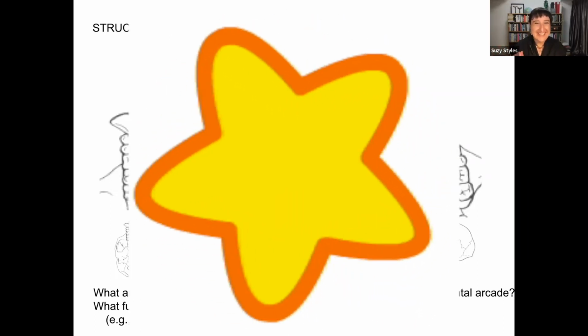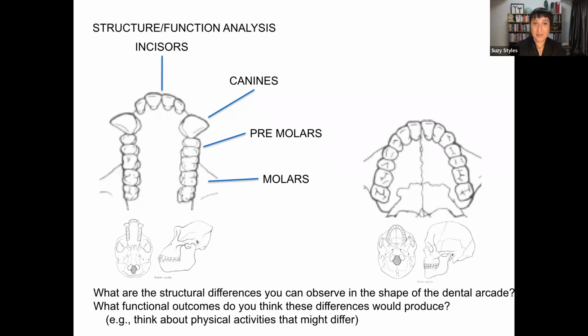Time to move on. First of all, across the front of the dental arcade, we have the incisors, and incisors are very useful for cutting or cropping grass or leaves. They're not super sharp and they're not super strong, but they do have that cutting edge for tearing or chomping. Next, we have the two canines, and these are the fang teeth.